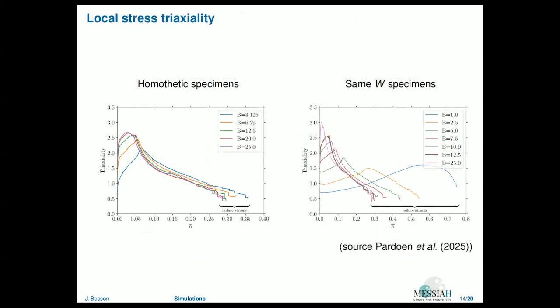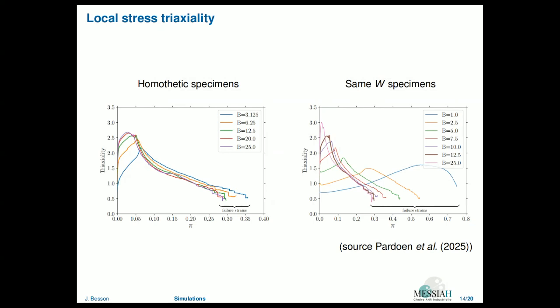Let's move to another one. And how can we explain that? We look at the stress triaxiality ahead of the initial crack tip, at about 1 millimeter ahead of the initial crack tip. And you have, on the left, the evolution of triaxiality for the homothetic specimen.